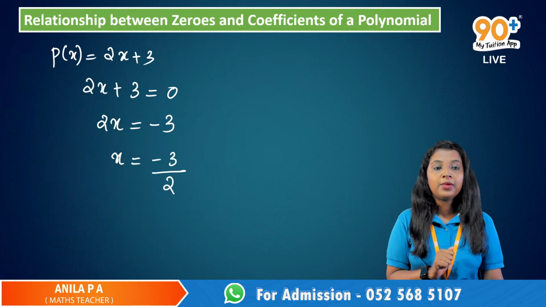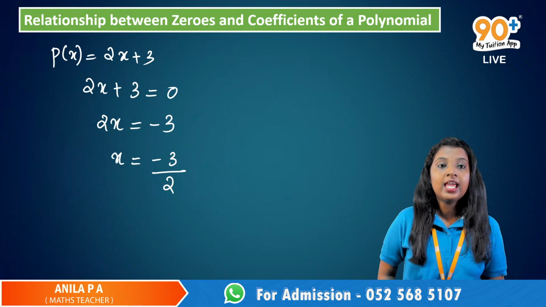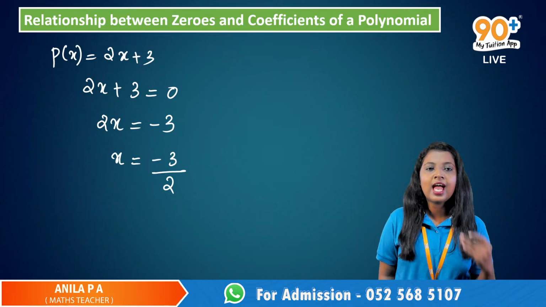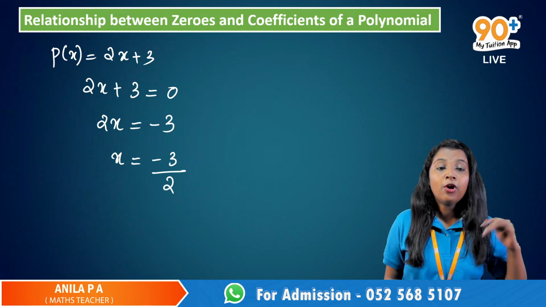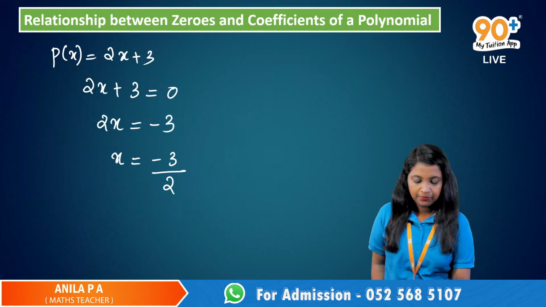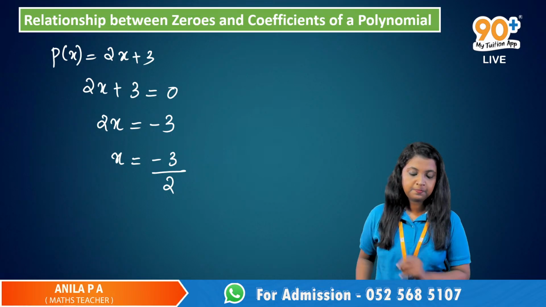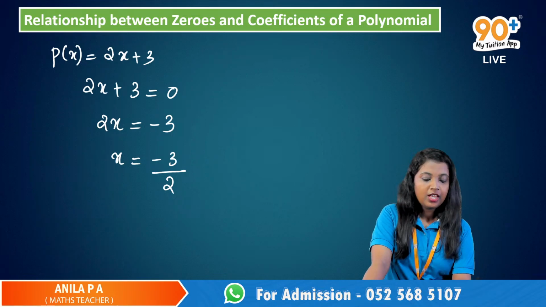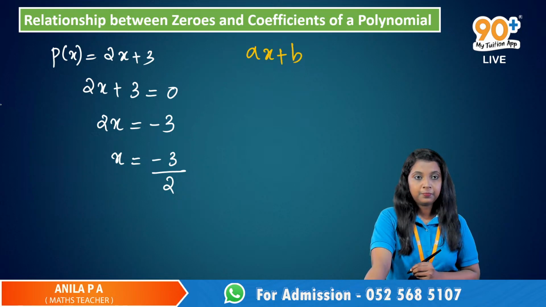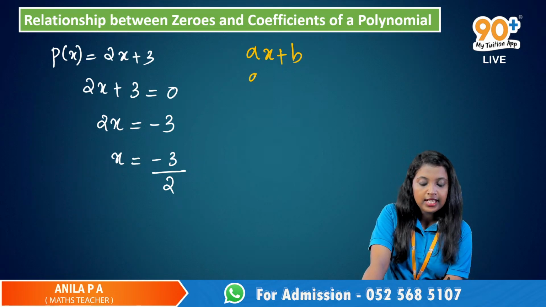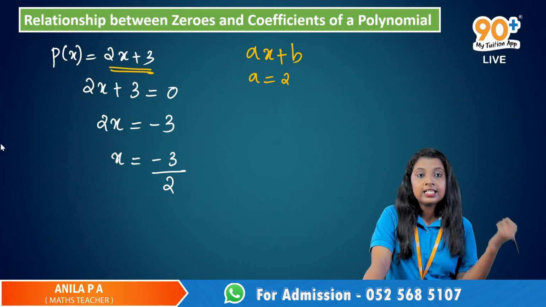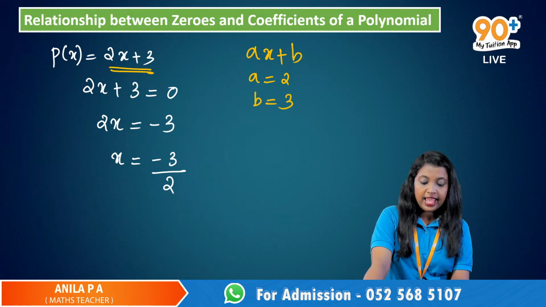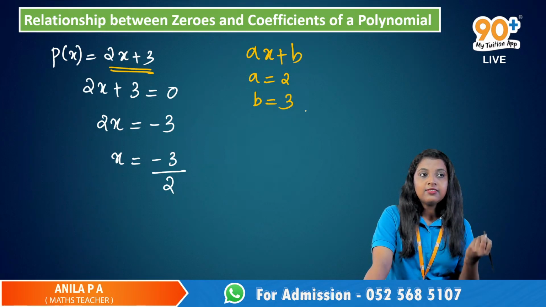So for the polynomial 2x plus 3, negative 3 by 2 is the zero of this polynomial. Can we say any relationship between the coefficients and the zero of the polynomial? The general form of a linear polynomial is ax plus b. Here, in place of a we have 2, and in place of b we have 3. And this is negative 3 by 2. What is this negative 3? Negative of b, right?